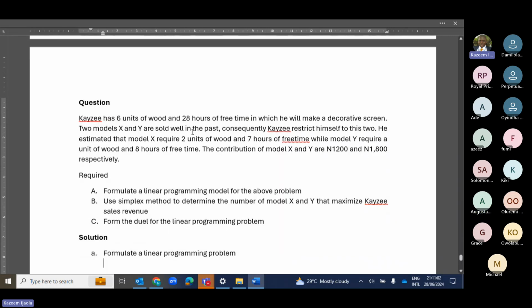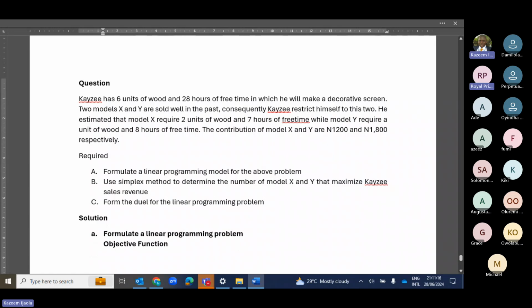Your objective function talks about what you want to do. If you are formulating, the first thing is your objective function. Under the objective function, we have to go either way, to maximize profit or minimize cost. So the 6 units of wood and 28 hours of free time are your constraints. The two models are the products that we want to make. Models X and Y sold well in the past.